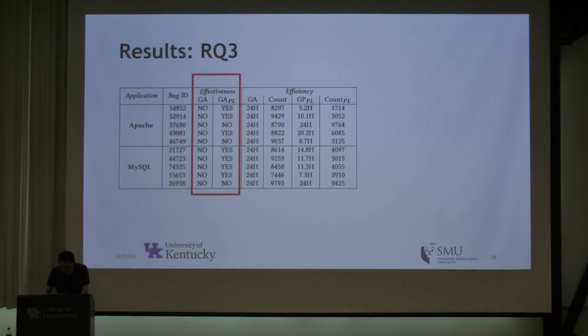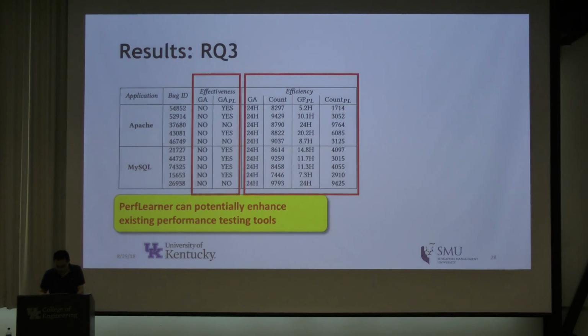And for the last research question, for effectiveness, it shows that the default method, GA-Prof, misses 10 out of 10 performance bugs, whereas PerfLerner captures 7 out of 10 bugs. As for the efficiency, 10 out of 10 bugs ran out of time for the baseline method, GA-Prof. On average, PerfLerner takes about 10 hours to detect the performance bug, and it uses much fewer iterations to do so. So it shows that PerfLerner can potentially enhance the existing performance test generation tools.